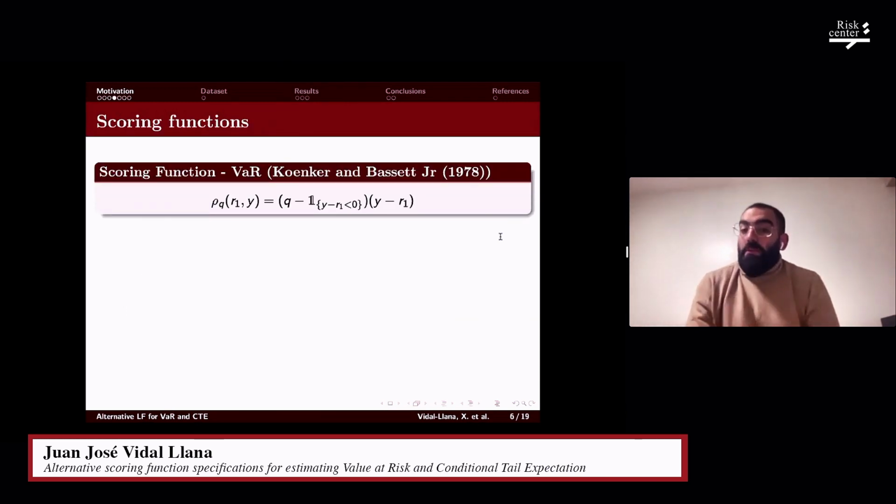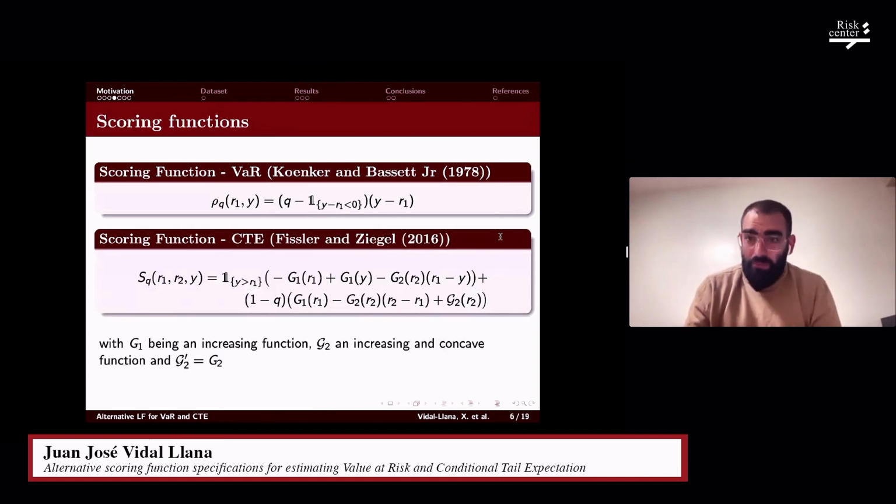So which are these scoring functions that I'm talking about? For the value at risk, it's nothing more than the one proposed by Koenker and Bassett almost 50 years ago, that almost everybody that has done quantile regression knows. And the scoring function for the CTE is a little bit more complicated, but in the end, it's a strictly consistent scoring function that depends on two functions, G1 and G2. These two functions have to meet some conditions in order for the scoring function to be strictly consistent. Below we have the meanings.